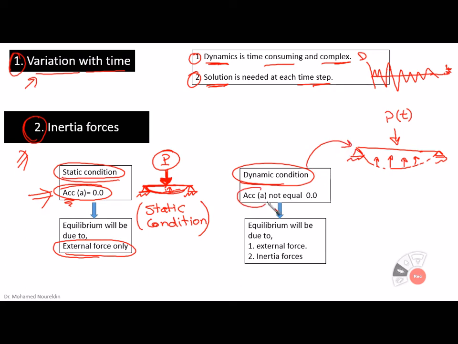And the acceleration a in this case will not be equal to 0, right? The acceleration doesn't equal 0. In this case, this is what we call the dynamic condition. And equilibrium is going to be due to two things here: external force and inertia forces. So we have two different components.